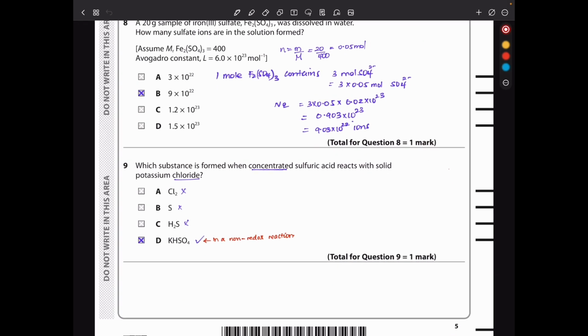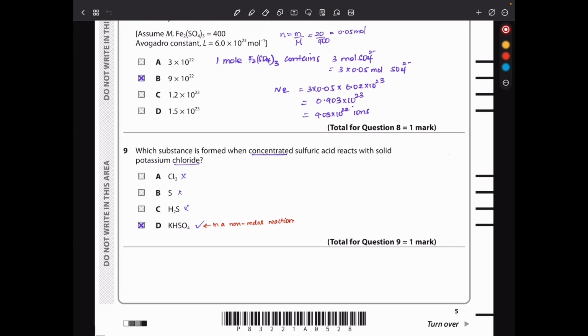In question 9, which substance is formed when concentrated sulfuric acid reacts with solid potassium chloride? If sulfuric acid reacts with a chloride, this is going to form potassium hydrogen sulfate. These others are not formed in this situation because, of course, chlorine is not going to be formed since that is not a redox reaction. So the answer is going to be D.